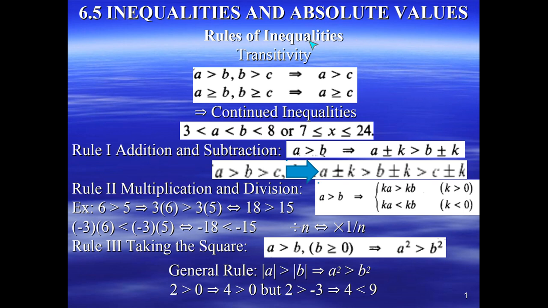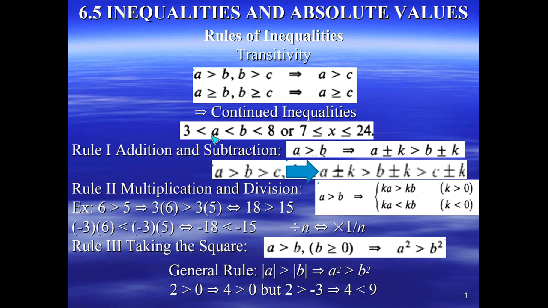The main rules of inequalities are the transitivity. When A is greater than B and B is greater than C, then A is greater than C. When A is greater or equal to B and B is greater or equal to C, then A is greater or equal to C. This is called the transitivity. There is also reflexivity and symmetry, but you probably know them already. Transitivity is perhaps the most important property of inequalities. And we can form continued inequalities thanks to transitivity.